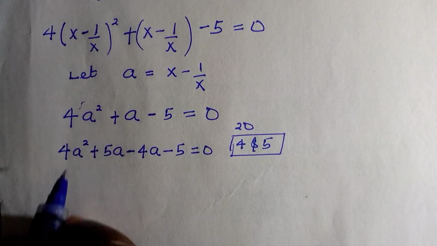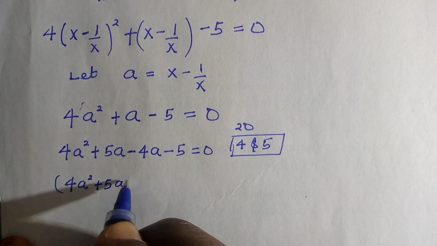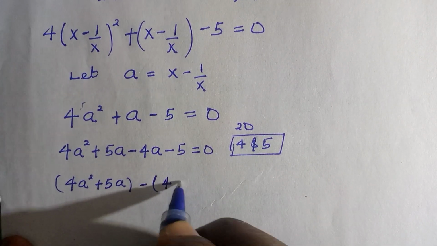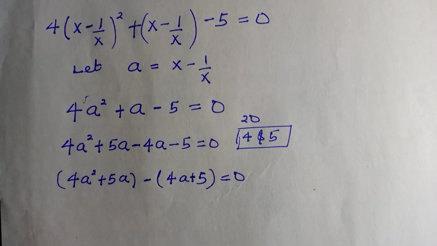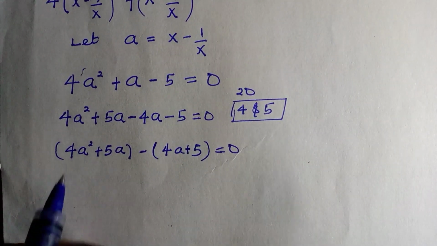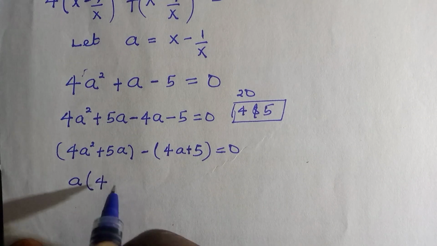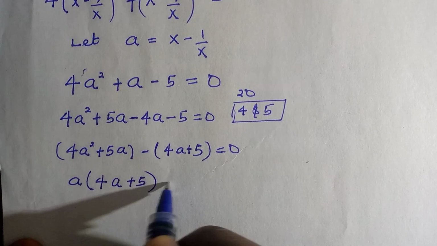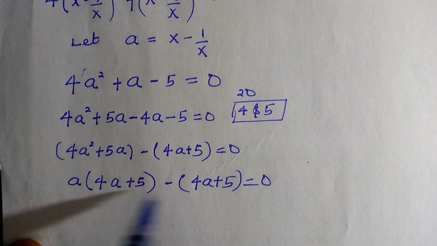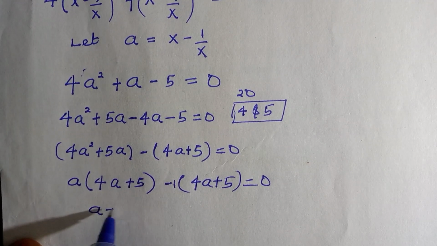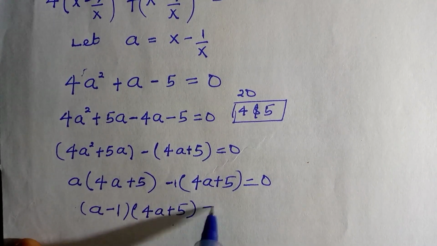minus 4a, so if we play with the sign, minus 5 equals 0. Now you can group this into 2. We have 4a squared plus 5a in a bracket. We take the negative out and everything here becomes positive, equals 0. So we have a common thing at the first, which is a, and by taking a out we have 4a plus 5 minus (4a plus 5), everything equals 0. Here is 1. We can combine this as (a minus 1)(4a plus 5) equals 0.